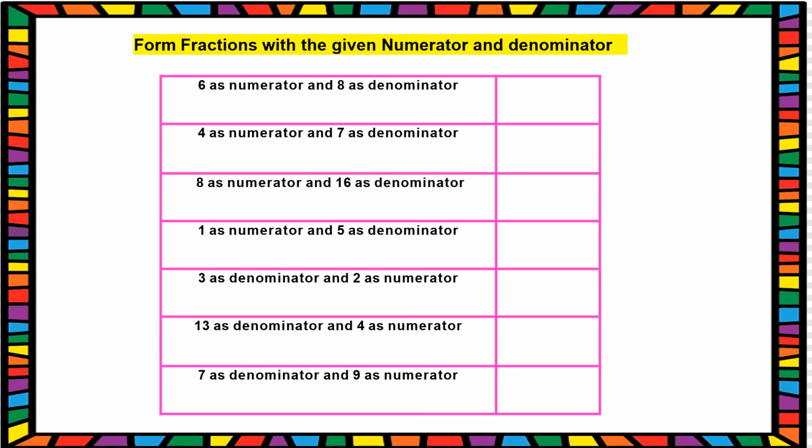This worksheet is based on writing the fraction using the numerator and the denominator. You can observe here 8 as numerator and 16 as denominator. So you have to represent the fraction now. It is numerator by denominator. That means 8 by 16. If you come over here, 3 as denominator and 2 as numerator. So the child should know what is to be written first as the numerator and what should be written as the denominator. It is also a way of building the concept of fractions.